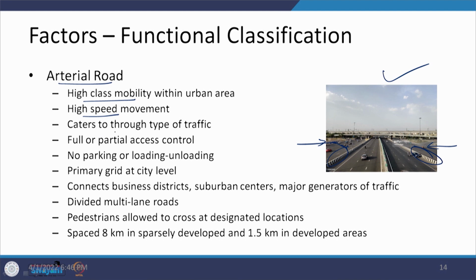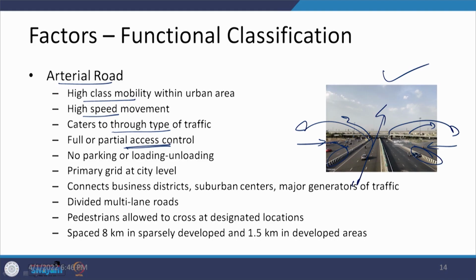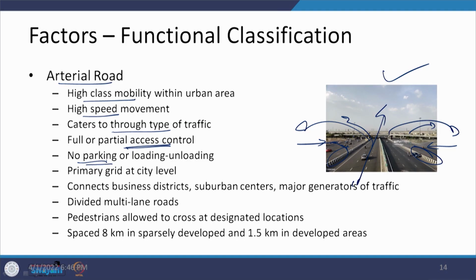These are expected to connect the various spaces and carry through traffic, because the traffic moving on this road may not have an immediate concern with the type of development on these sides. If they have an immediate concern, then there will be a point from where the traffic can get out of or into this system, and that is where access control comes in. This can be full or partial, in the sense that there can be no parking allowed on these roads, or no loading and unloading allowed. That is what we are talking about here.